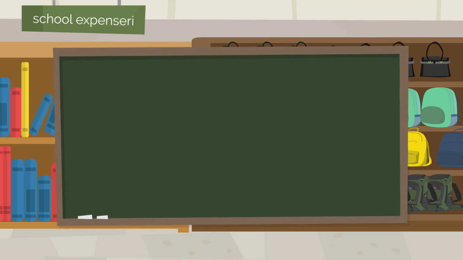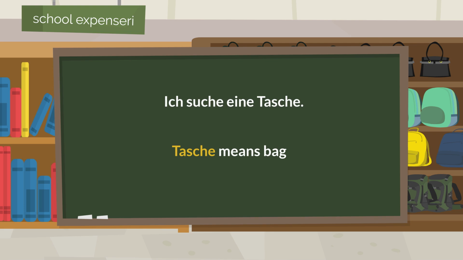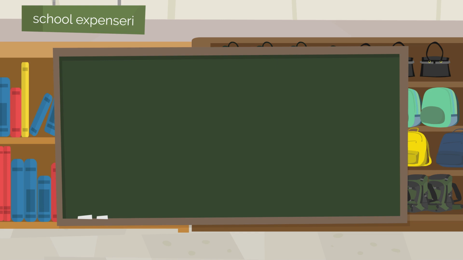She says, ich suche eine Tasche. Tasche means bag and it is feminine. That is why she uses eine. The seller shows her a red bag and says, Hier ist eine rote Tasche. Then she asks for a book. Haben Sie auch ein Buch? Book is a neuter noun, so we use ein. The seller replies, Hier ist ein interessantes Buch.